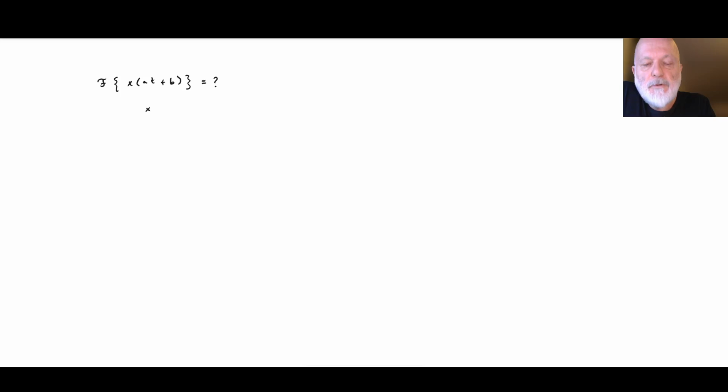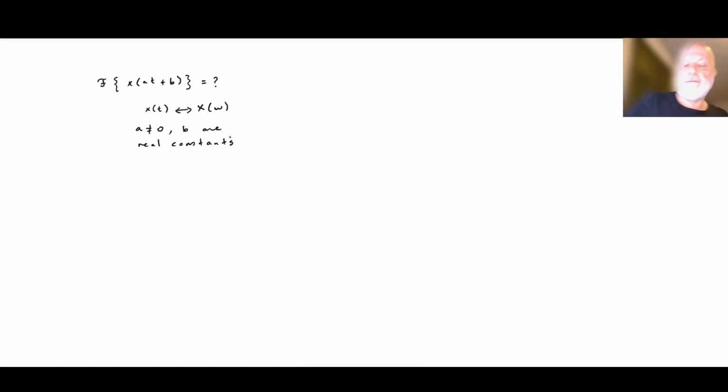We know that x of t has the Fourier transform capital X of omega, and we know that a is a non-zero real constant and b is arbitrary. These a and b are real constants. Okay, so how do we calculate the Fourier transform of x of at plus b given this information?